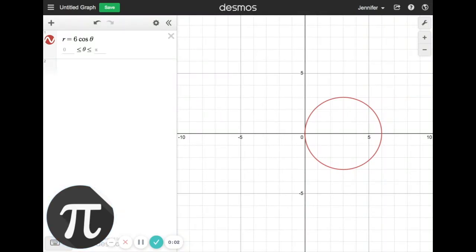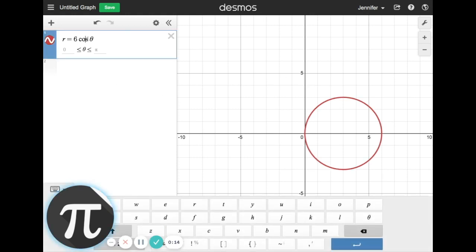Okay, we are going to add some polar graphs to what we graphed before. We're going to add some rose curves, but just to recap, last time we did circles. This is r equals 6 cosine theta. You can see it is symmetric across the theta equals 0 line. If I change it to sine, then it becomes symmetric across the theta equals pi over 2 line.